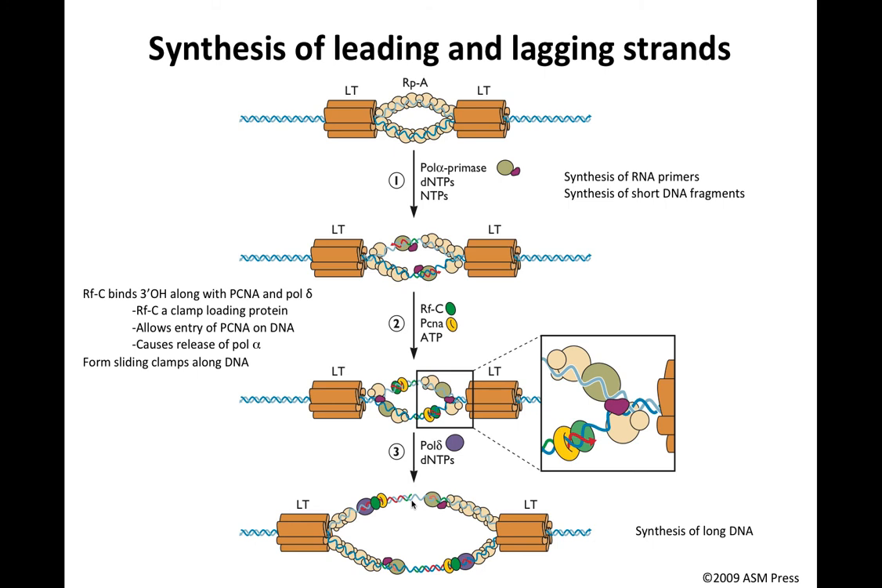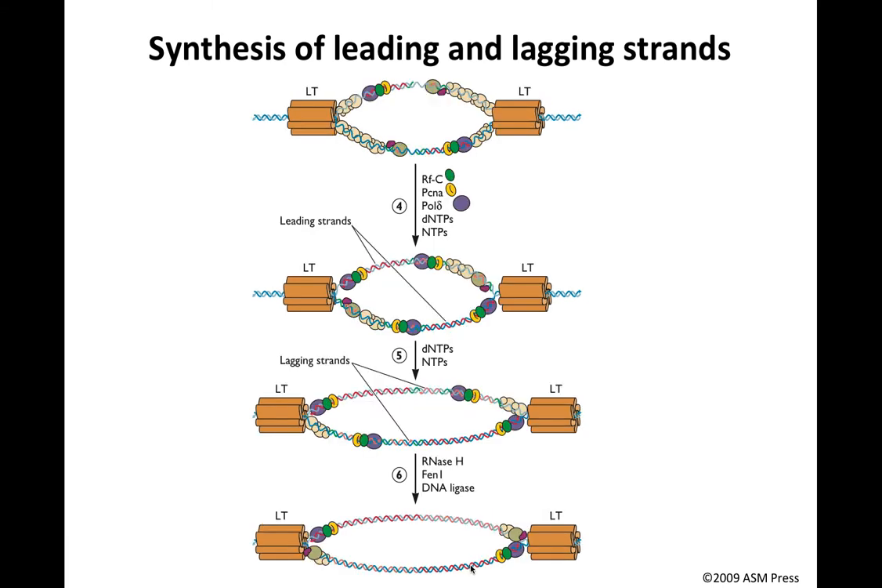So again, we have an RNA primer, a short DNA made by Pol alpha primase, and then long DNAs. These are the leading strands on both strands of DNA made by polymerase delta. All right, so those are the leading strands. Now, of course, we have to make lagging strands. It's made by the same group of proteins, RFC, PCNA, polymerase delta. And of course, the primers have to be made by Pol alpha primase, and the RNA primers are in green.